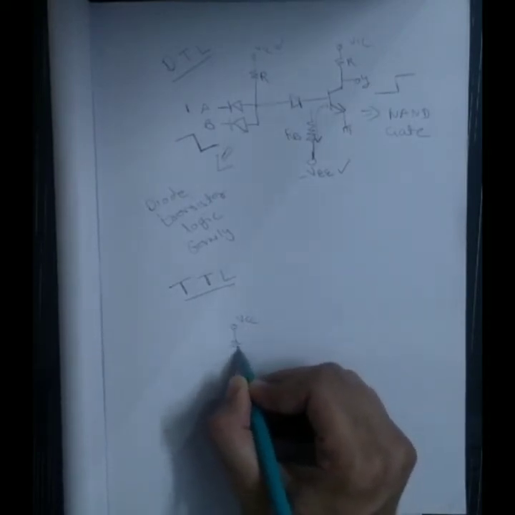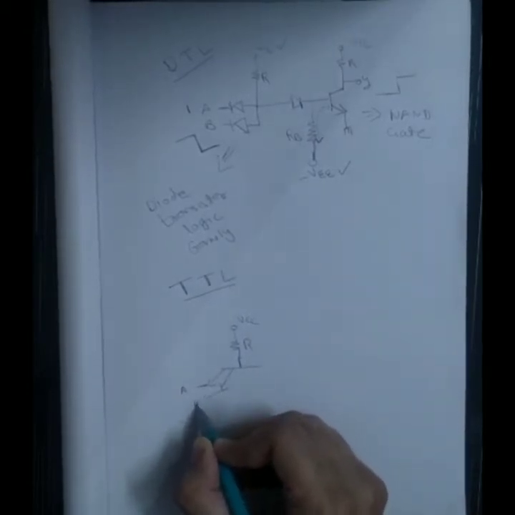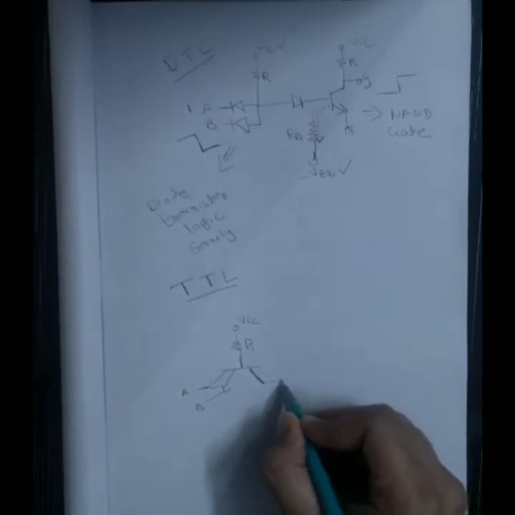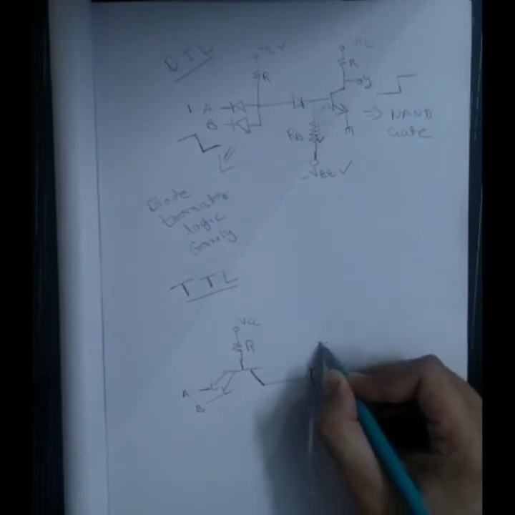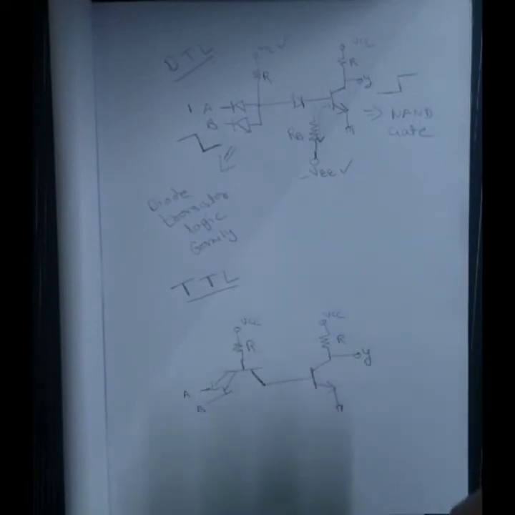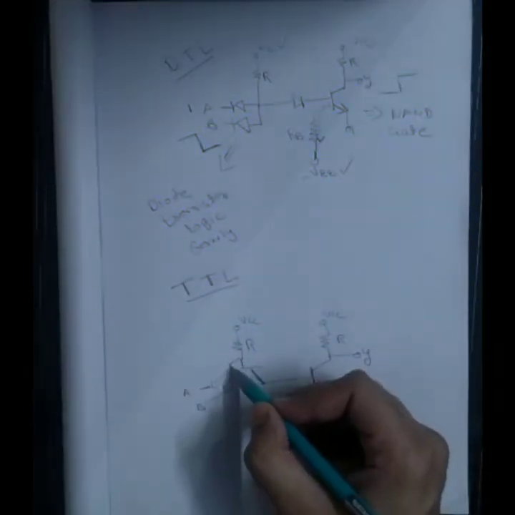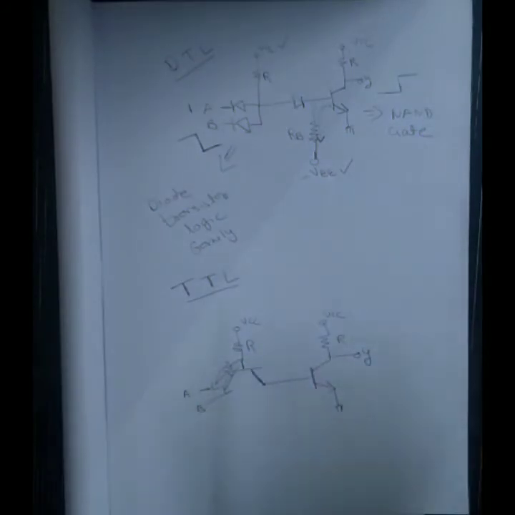This is VCC, R, and I will use a multi-emitter transistor. This is A, this is B, and this is VCC, and this is R, and this is output Y. This is also the circuit diagram for a NAND gate. Now these 2 diodes are diode across this and diode across this, and this diode is diode across this. So this circuit get replaced by this.